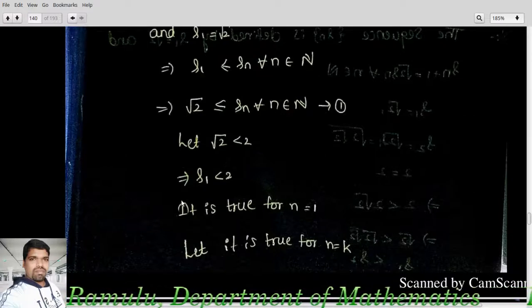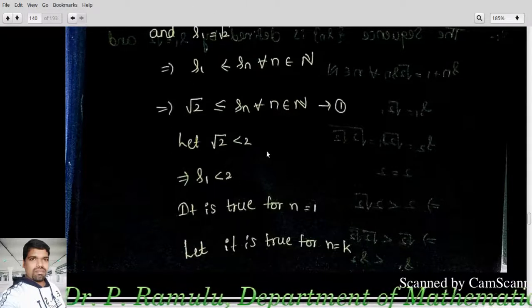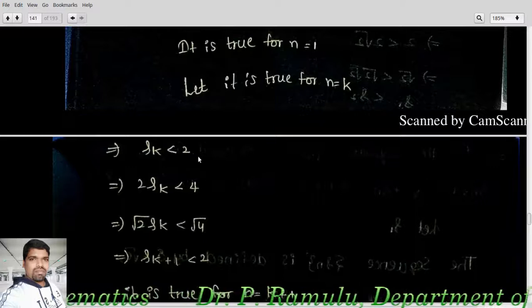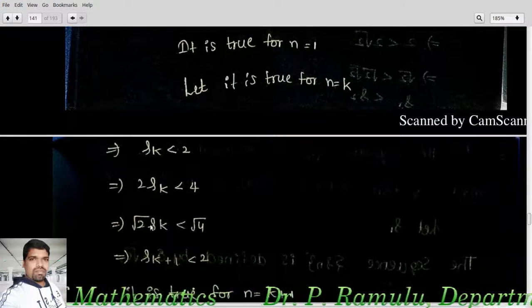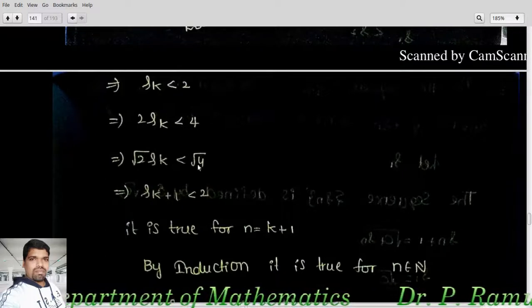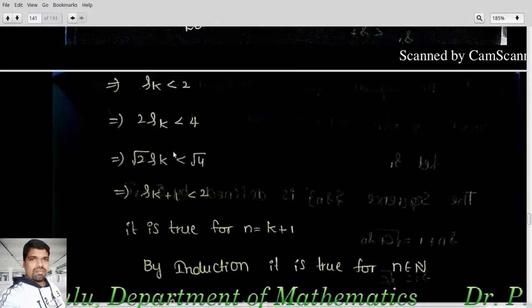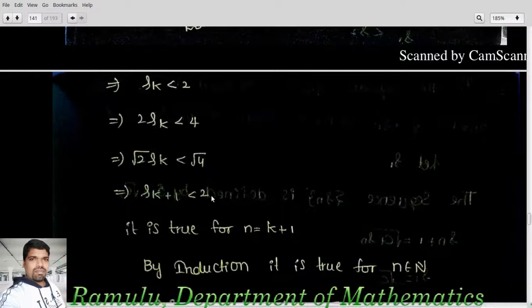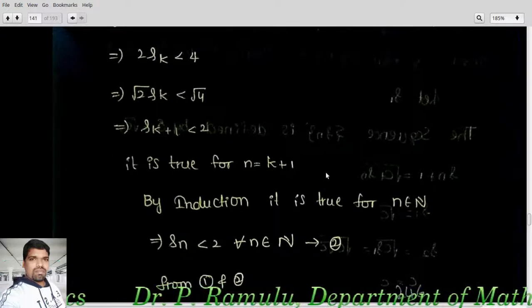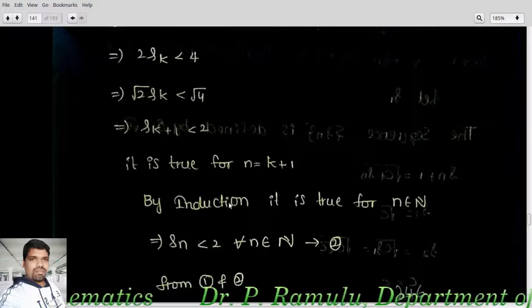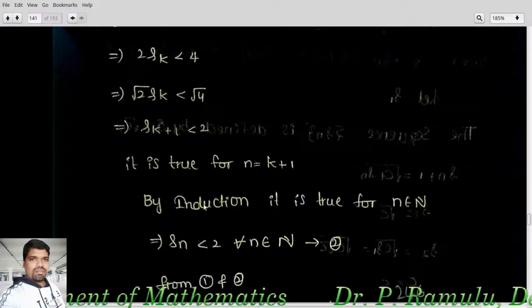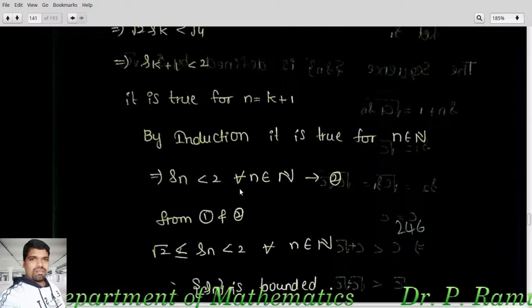It depends on the S1 defining. It is true for n equal to 1. Later I am taking it is true for n equal to k. I am writing Sk is less than 2. Multiplying both sides by 2, 2Sk is less than 4. Root 2Sk is less than root 4. Root 2Sk is nothing but Sk plus 1, and root 4 equals 2. That means it is true for n equal to k plus 1 also. By induction, it is true for all n belongs to N, which implies Sn is less than 2 for all n belongs to N.